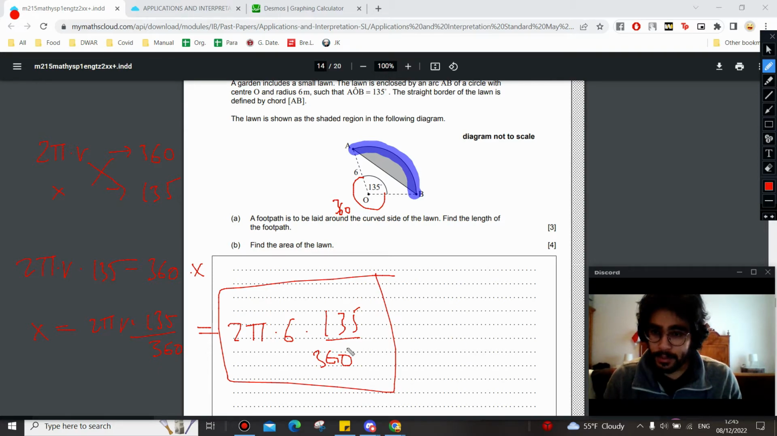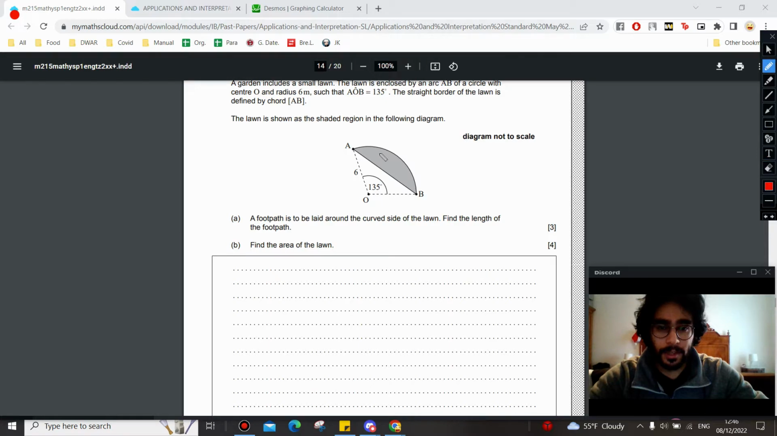Let's see if it's correct, actually. Let me check it. Yes, it's correct. Okay. And that would be your final answer. Of course, you have to calculate it. I just didn't simplify it. Okay. That's done. Find the area of the lawn, which means I have to find this area shaded here.